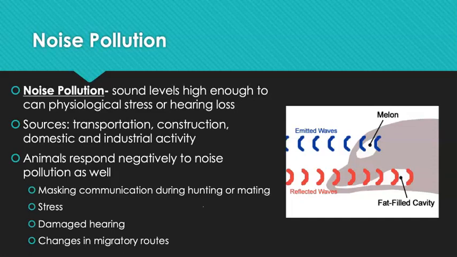Humans are not the only organisms that respond negatively to noise pollution. Animals can as well. It can actually mask their communication with each other during mating season or hunting, such as the dolphin you can see on the right that is trying to use echolocation. With a lot of noise surrounding that dolphin, they may not be able to hear the reflected sound waves coming back, which can make hunting difficult. Noise pollution has been shown to cause stress in humans and animals. It can cause damaged hearing due to the high decibel level of noise, and also changes to their migratory routes. So when you guys watch the YouTube video I posted on noise pollution, it'll go into a little bit more of the research done with that. So that is the last of the Unit 7 air pollution notes.